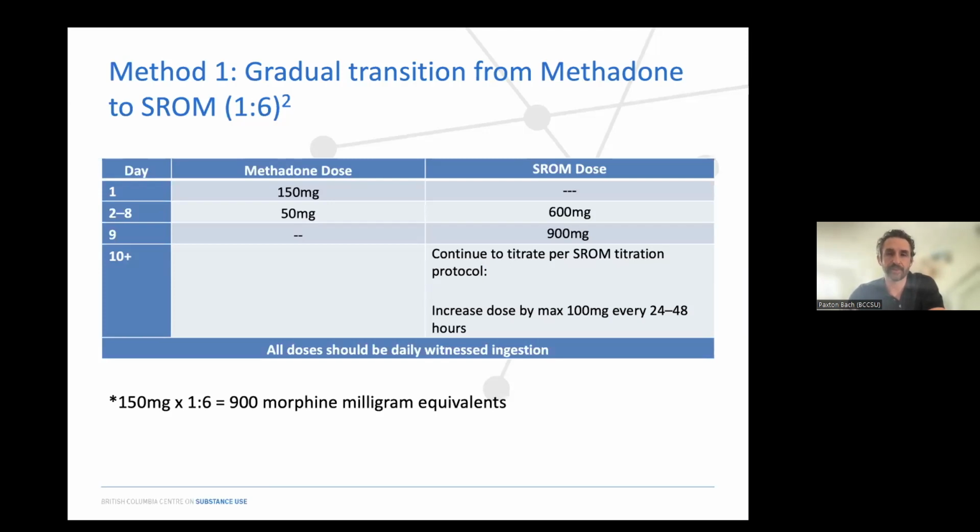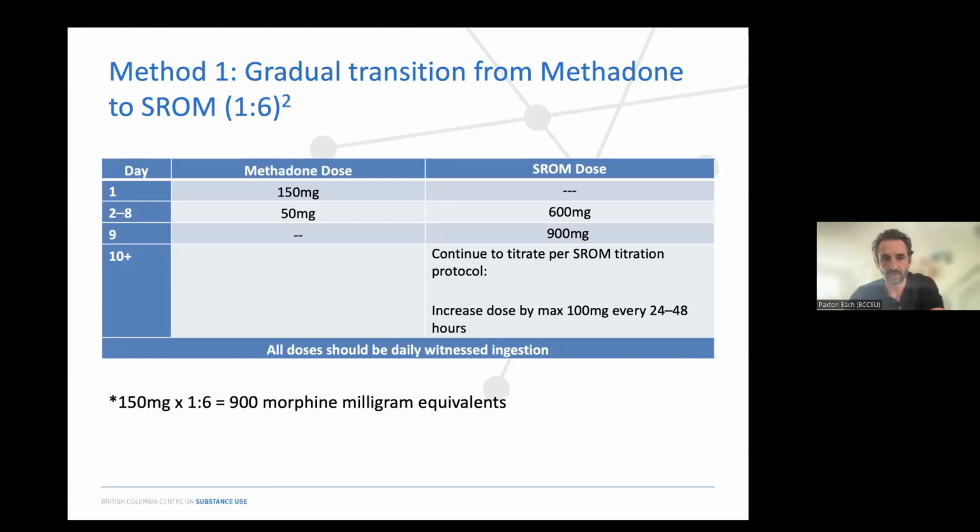This would be an example of how you might choose to rotate that person. So 150 of methadone. We're using a 1 to 6 ratio here, on the slightly conservative side. Maybe they're older, maybe they're not using illicitly on top of that. We're feeling comfortable using a slightly more conservative range. So 150 of methadone would calculate to about 900 morphine milligram equivalents, or 900 of Kadian.